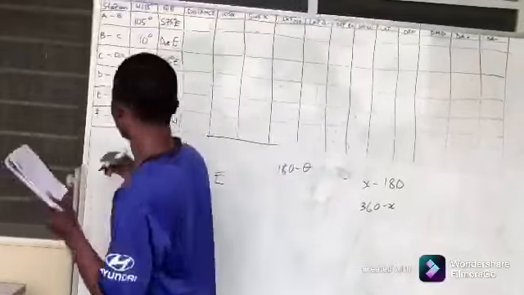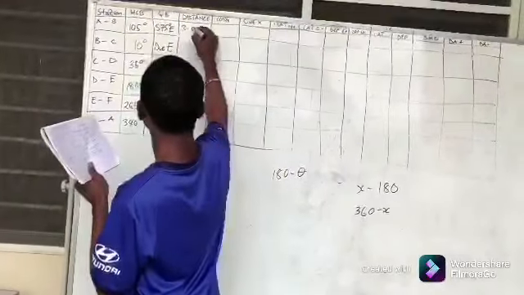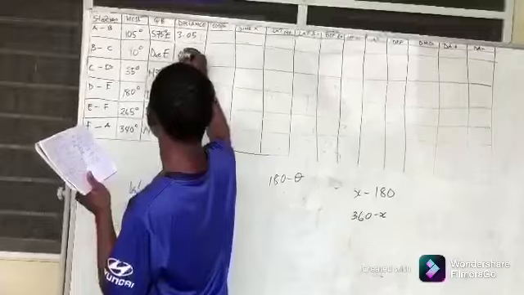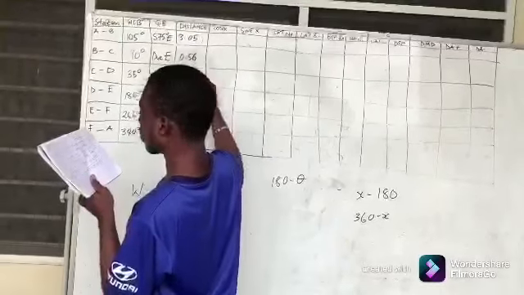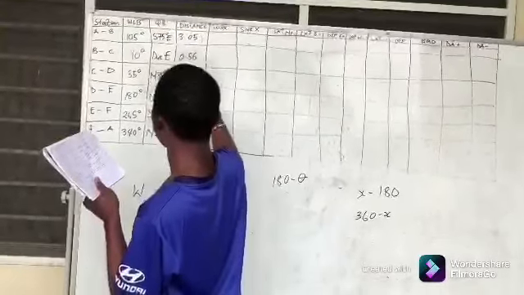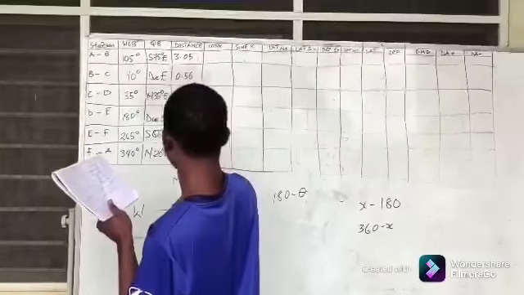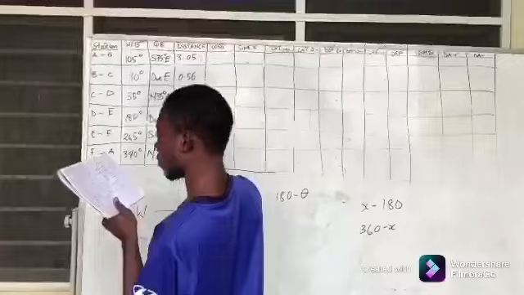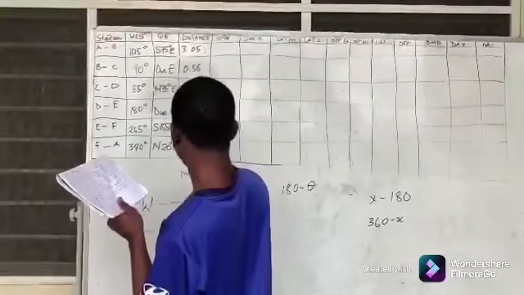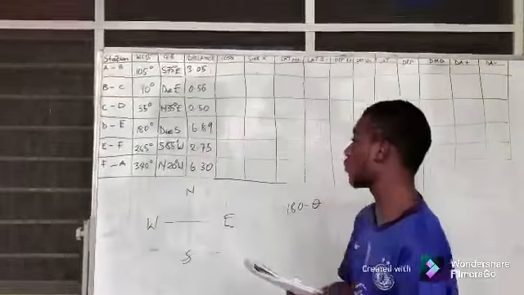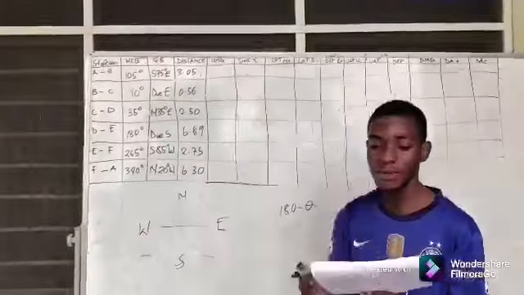So 3.05, 0.56, 2.50, 6.89, 2.75, 6.30. So these are the distances that were given in the question.